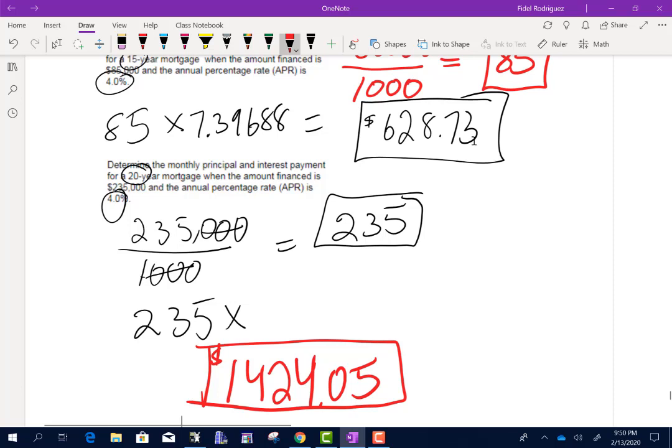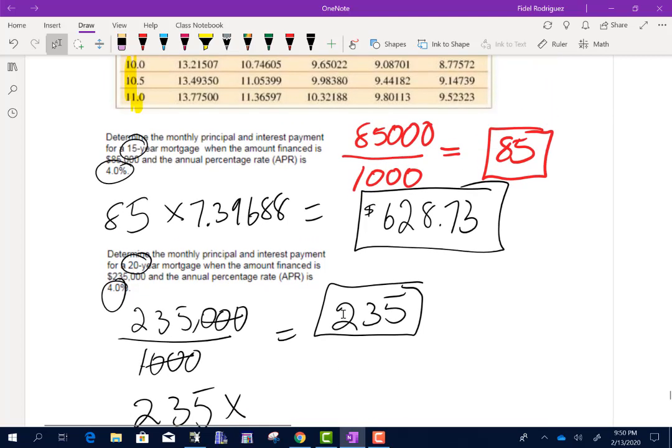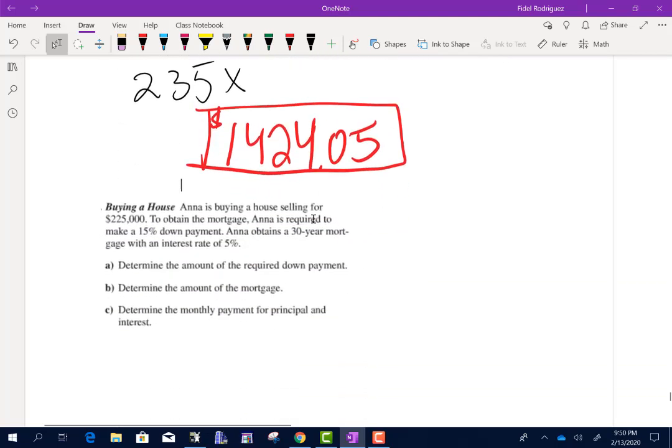Look at the difference in the two. $628.73, $1,424.05. Couple of things. They're both at 4%. This is actually less years, and this is more years. But the main thing is it's that 235,000, right? All right.